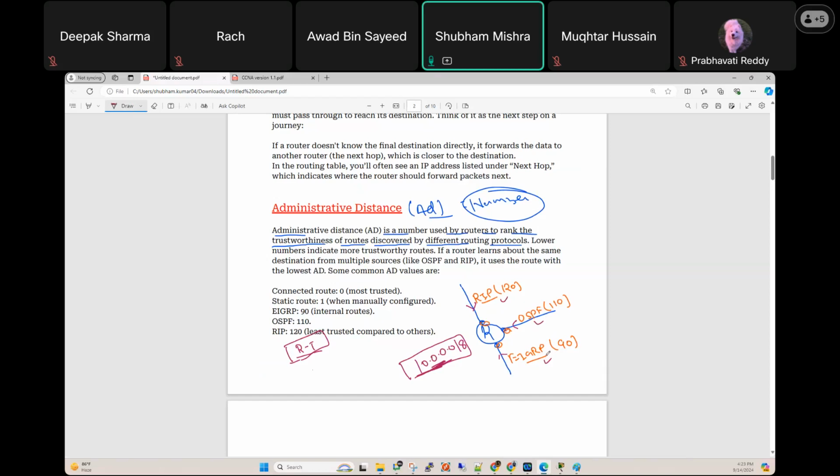Getting my point? Now the thing is, which network will the router choose? See here, a lower number indicates a more trustworthy route. It means the AD value tells us about trustworthiness. Again, what is the AD value telling, guys? The AD value is telling about the trustworthiness of a route. It means how much you can trust a route.